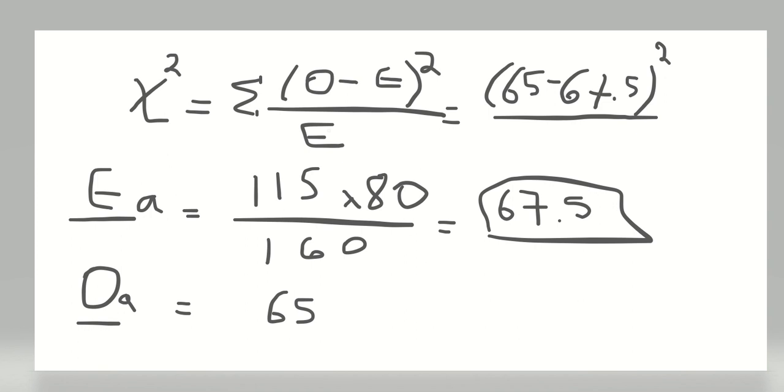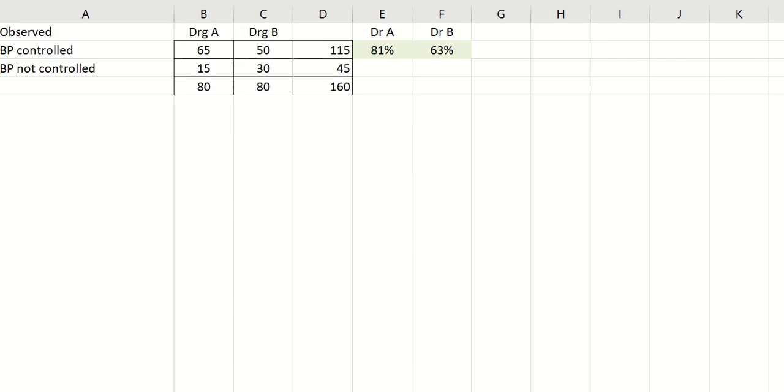Well, it's the expected, so it's 67.5 plus. So that was for cell A. Now you're going to do it for cell B, cell C, and cell D. Okay. So cell B, it's for this one.